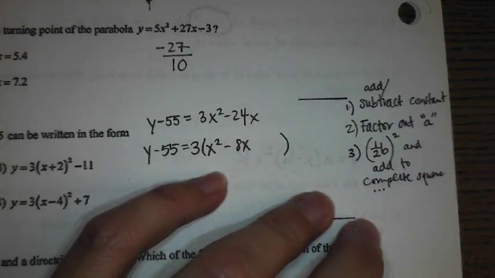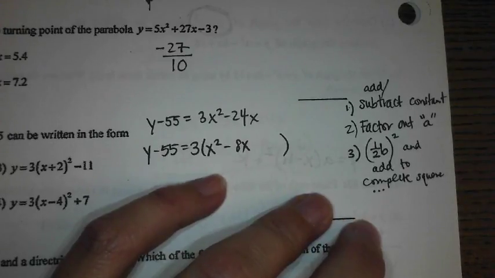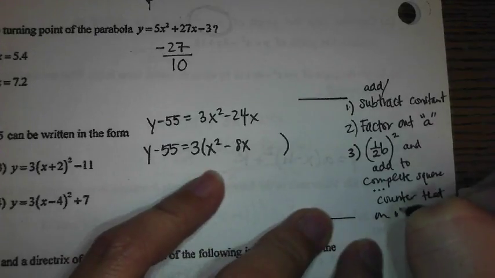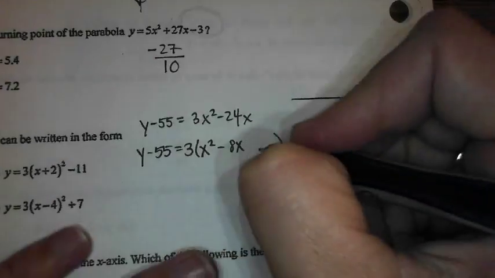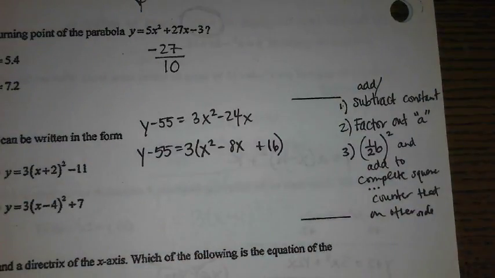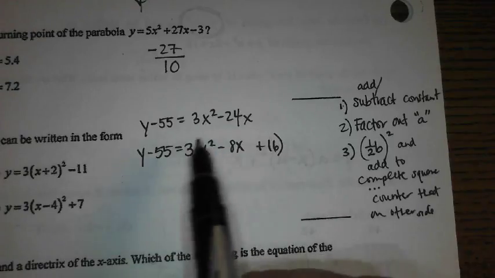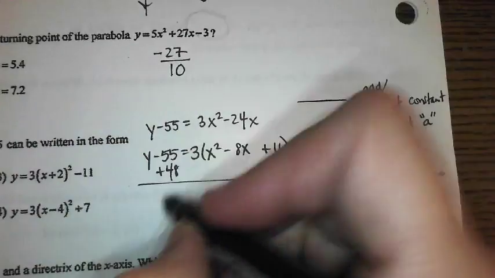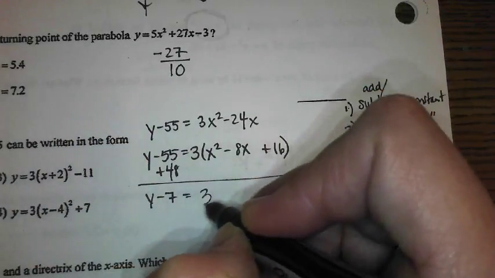And we have to counter that on the other side, correct? You have to counter that on the other side. So Kelly said to add 16 in here. What am I going to add on the other side? 48. Val, do you know where they're getting that from? Perfect. And that's 48. Good. So you added 16, it looks like, but you really added 48. So you add 48 to the left-hand side. So you get y minus 7 equals 3.